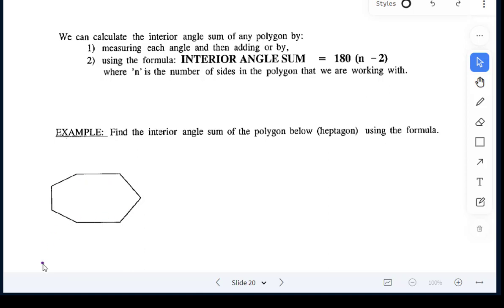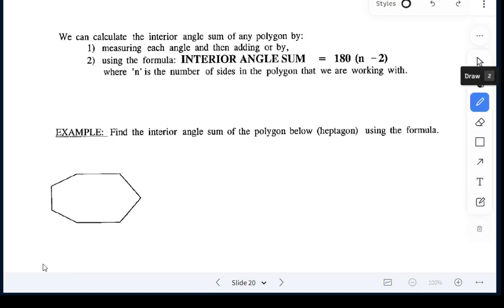But we do have this formula called the interior angle sum formula. It's 180, and then in brackets we have n minus 2. So we would use our BEDMAS. We would solve for our bracket first, and then we would multiply by 180. This n here represents the number of sides in the polygon.